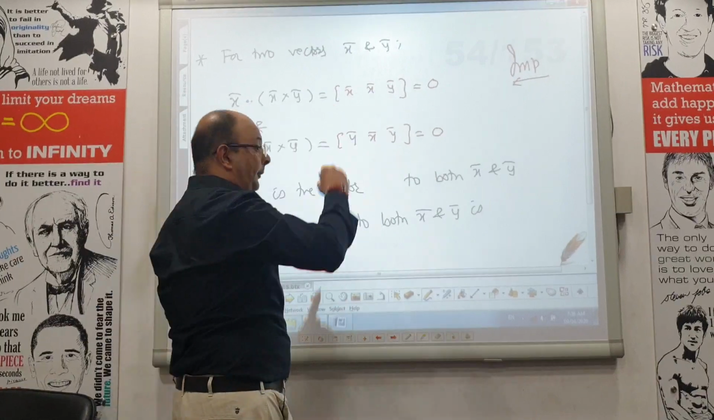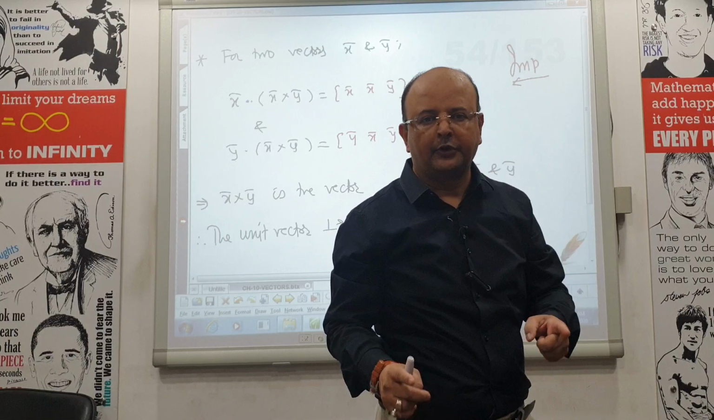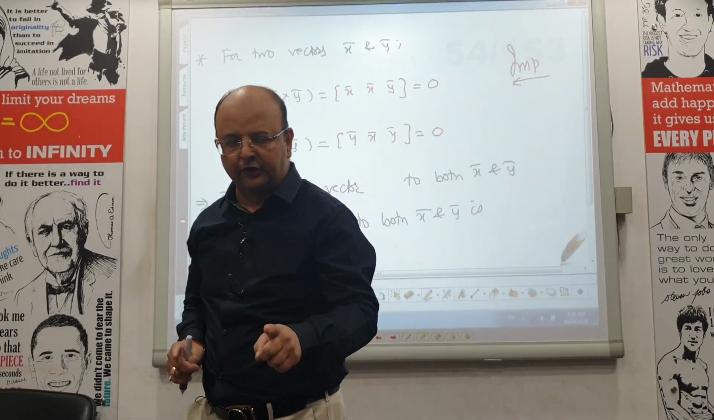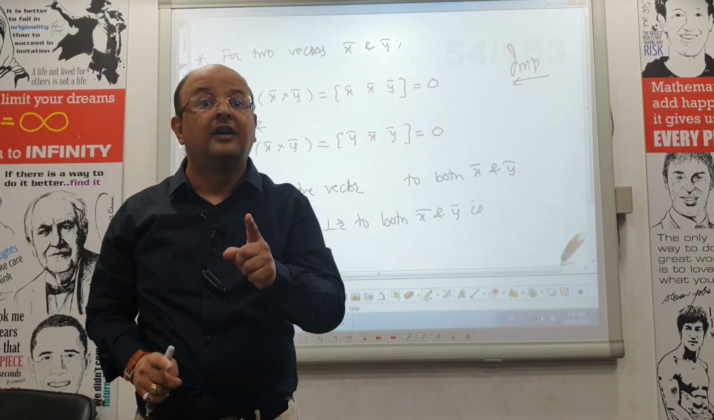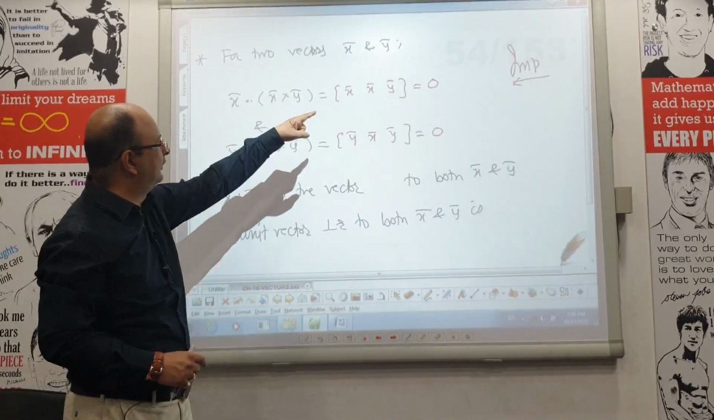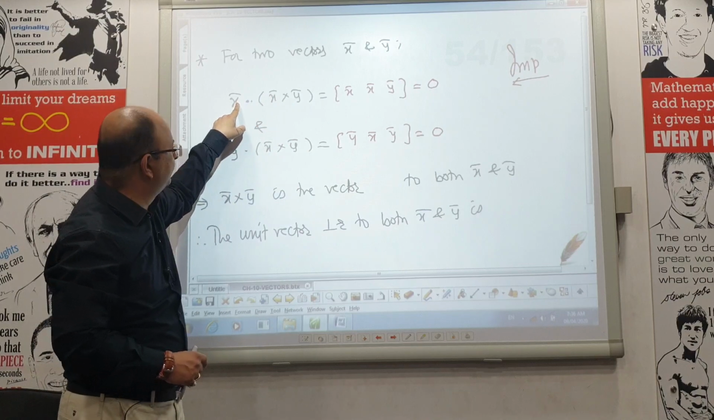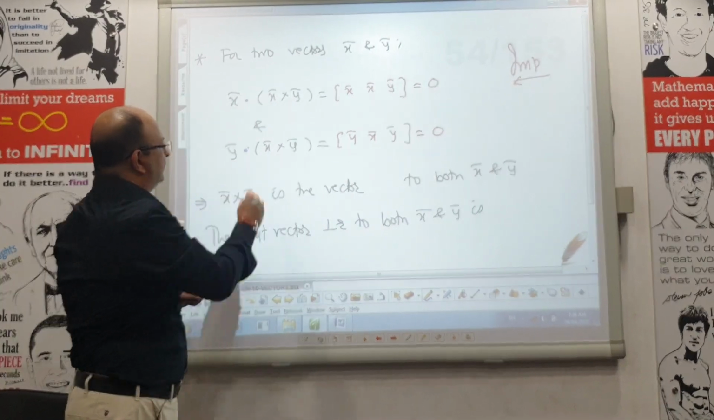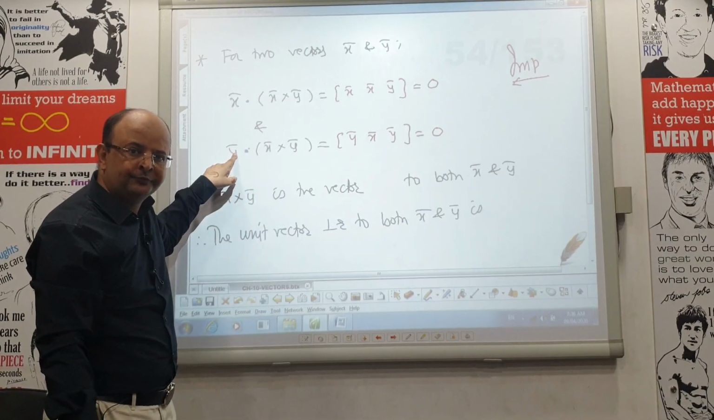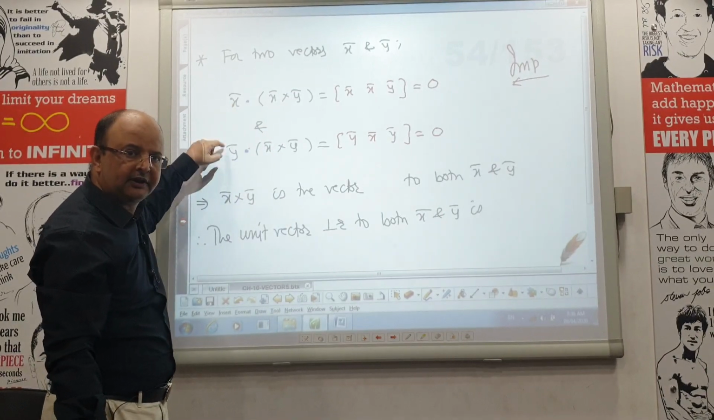Dot product is 0. I told you before. When can I say that the dot product of two vectors is 0? The dot product of two vectors is 0 if and only if they are perpendicular. So here I can say that the dot product of these two vectors is 0. That means x bar cross y bar is perpendicular to x bar. In the same way this dot product is also 0, so x bar cross y bar is perpendicular to y bar also. So this is a vector which is perpendicular to both x bar as well as y bar.